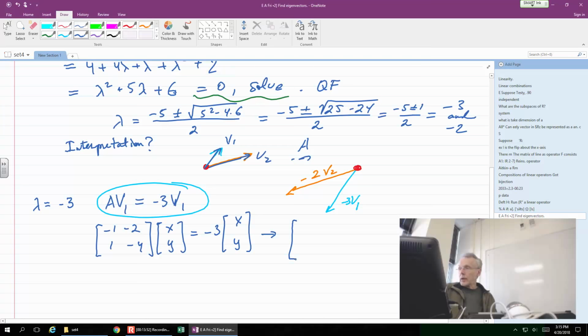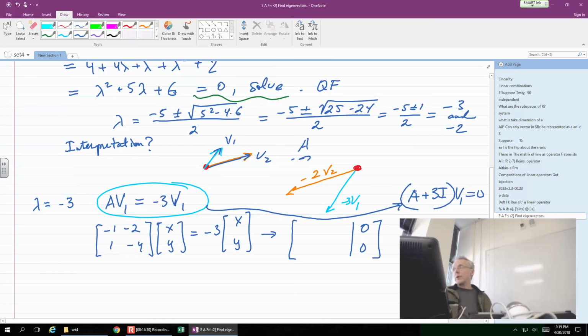So let's try it. As you can see, there are no entries in the equation with no x and y. That is why when I move everything to the left hand side, I'm going to have zeros here. That's always the case. So what are the four coefficients? Do we need to multiply this out? It's the same thing. It is A plus 3I times v1 is equal to 0. So if you want to take a shortcut, this is what our equation turns into.